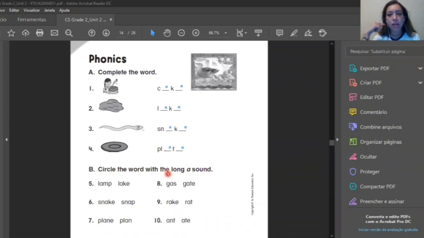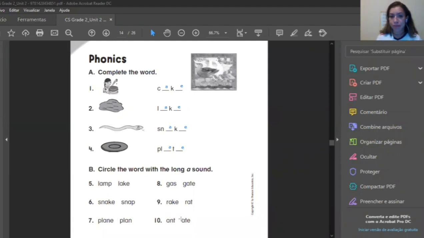Amazing. So, can you hear the long A sound? Estão conseguindo reconhecer o som do A longo? A. Cake, lake, snake, plate. Yes, that's it. So, letter B now. Let's circle the word with the long A sound, okay? So, let's circle. Let me get my circle here.